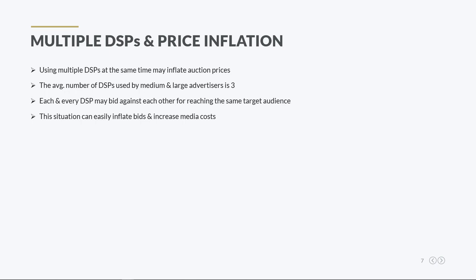Another significant challenge many advertisers face is the fact that auction prices may get inflated when they use multiple DSPs at the same time. The truth is that the average number of DSPs used by medium and large-sized advertisers is 3. When doing so, the chances are that each DSP may be bidding against each other for reaching the same target audience. In other words, it's highly likely that the advertiser will be bidding against themselves, thus inflating their bids and increasing media costs.